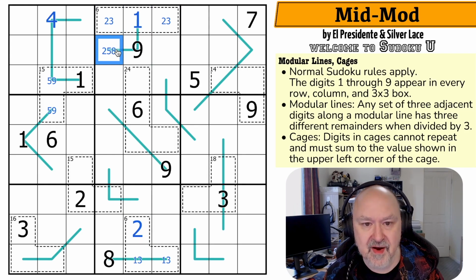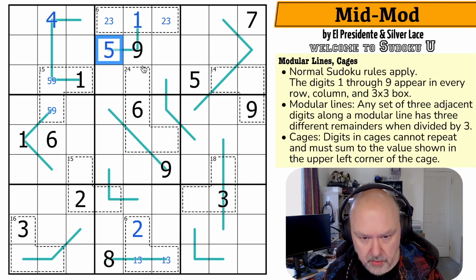This has to be from 258, and it can't be a 2 because 2 is already placed, and it can't be from 8 because 8 is already in the column. Okay, we're making some progress. The 1 looks down, making this the 3 and this the 1. We're making some more progress.